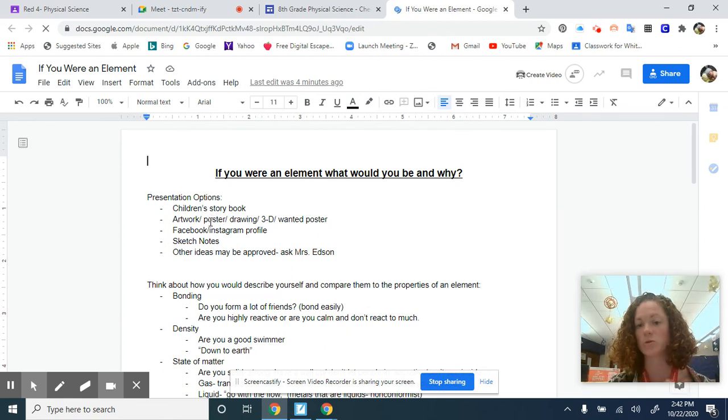You can use poster paper, like I said, but you have to do something different than just listing the information. You can make a drawing, a 3D art, a wanted poster, a Facebook or Instagram profile. You could do sketch notes. It should be very neat and colorful. And I will show you some other ideas in addition to these that you can do.